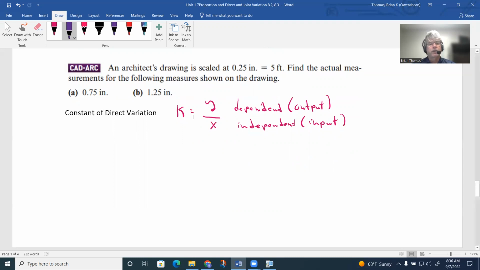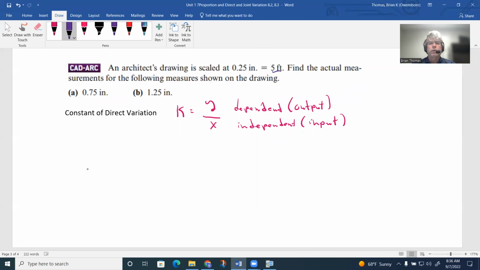So to find the constant of direct variation, k equals y over x. So we're looking for some known values up there. And notice how it says find the actual measurements. So if we're looking for the actual measurements, that's going to be the 5 feet.